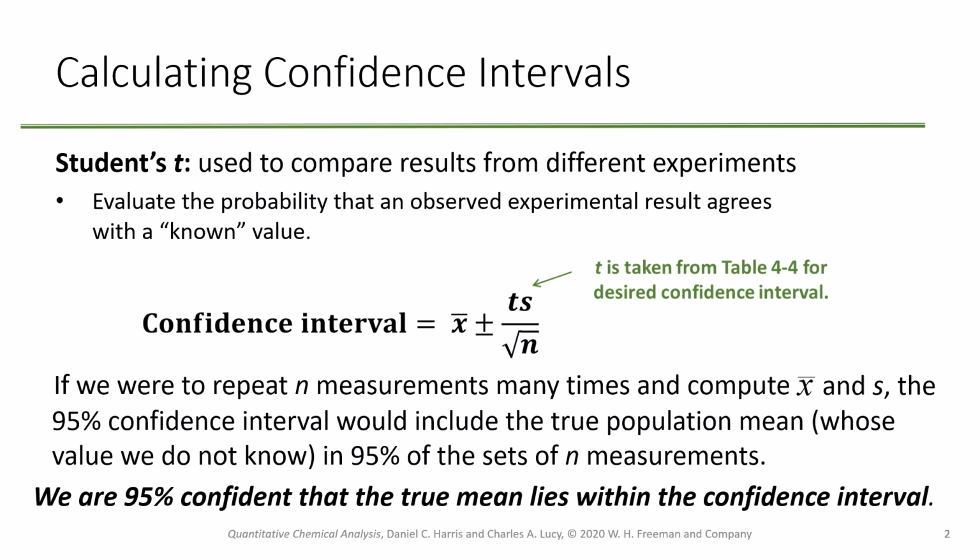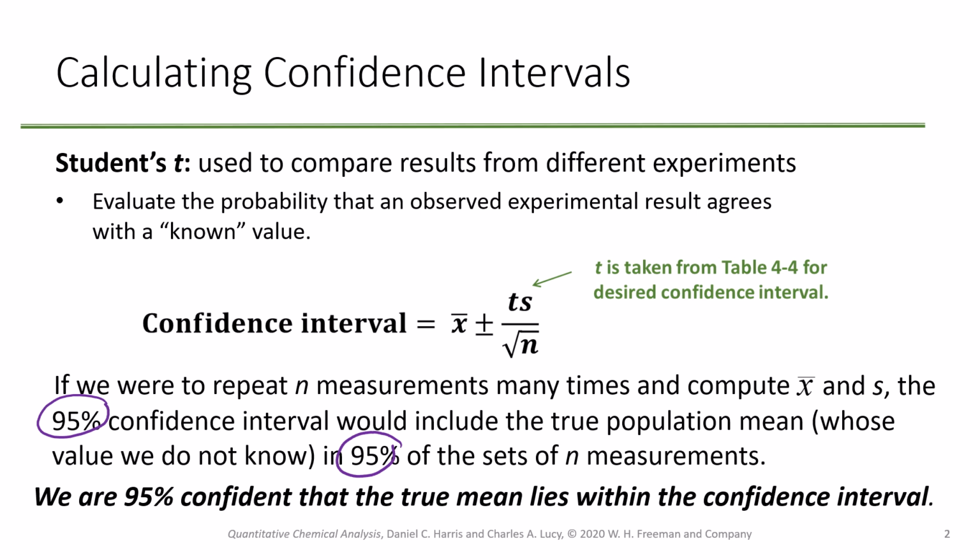So if we were to repeat the n measurements many times and compute mean and standard deviation, the 95% confidence interval would include the true population mean, whose value we do not know, in 95% of the sets of measurements. So you'll start seeing these numbers. This just tells you what percentage, out of 95% of the measurements, what's the probability.